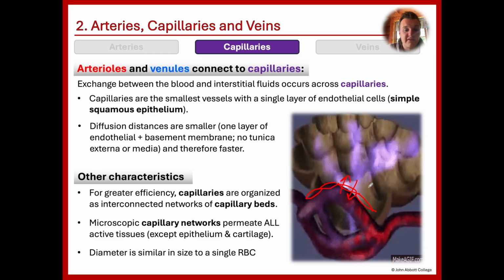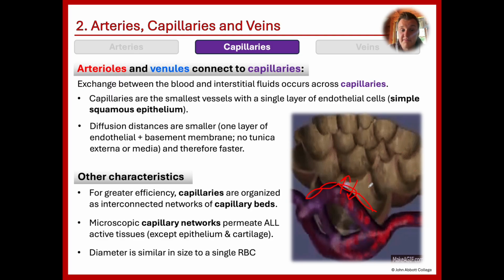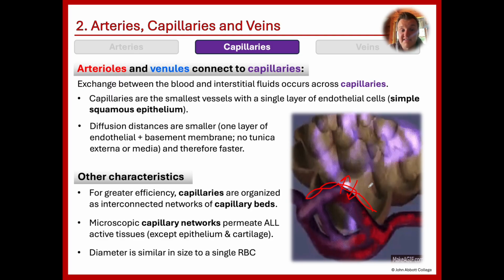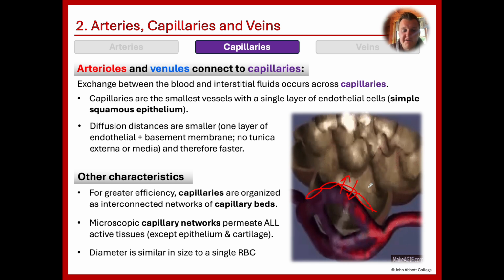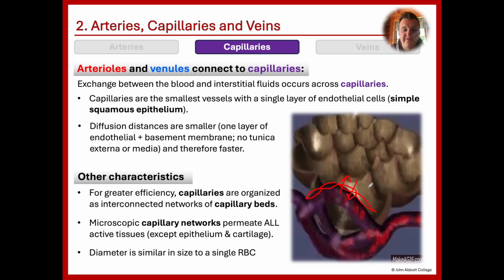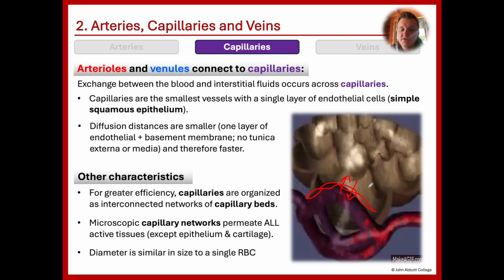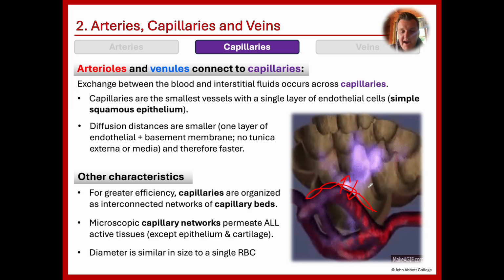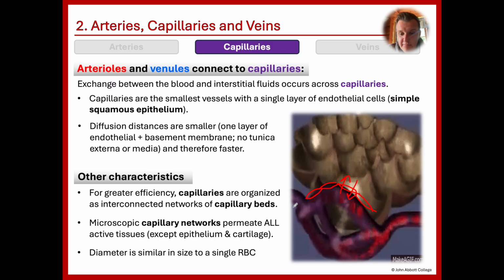So one layer of endothelial plus a basement membrane, no tunica externa, no tunica media, and therefore it's the fastest diffusion distances, right? Some other characteristics of these capillaries is that for greater efficiency, capillaries are organized as interconnected networks of capillary beds, right? Do you see over here how they branch like this?